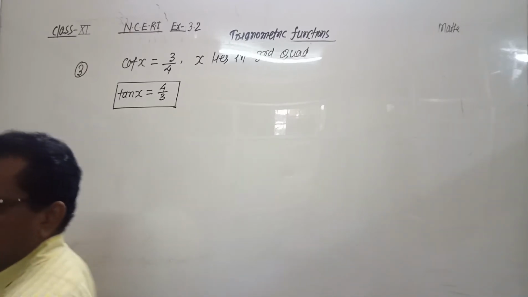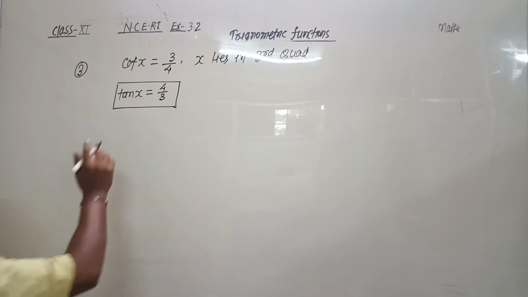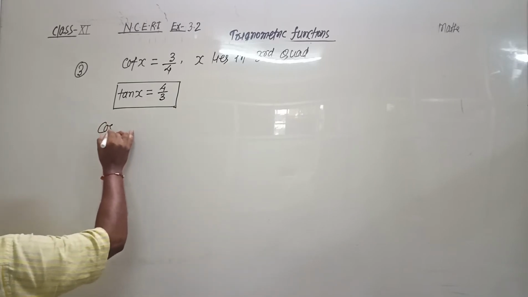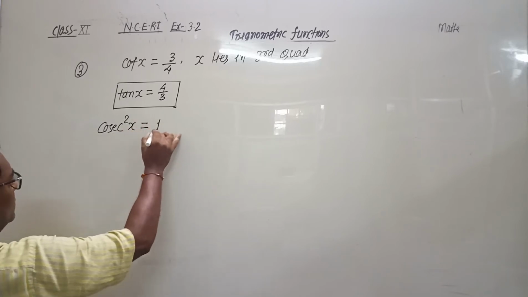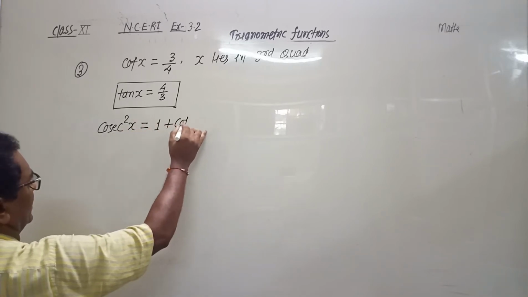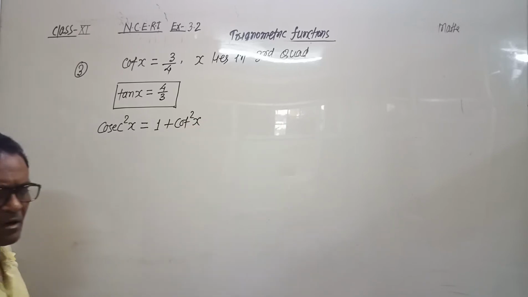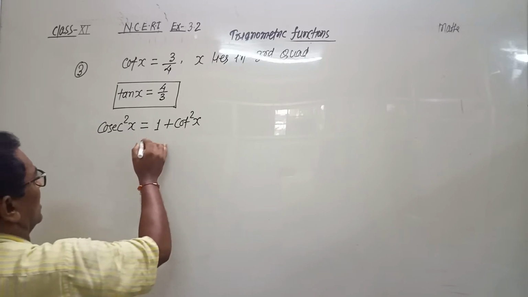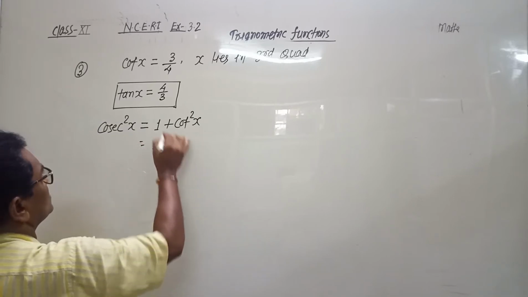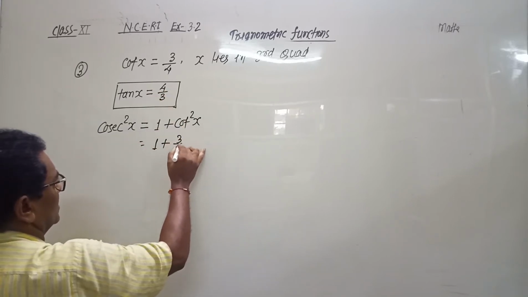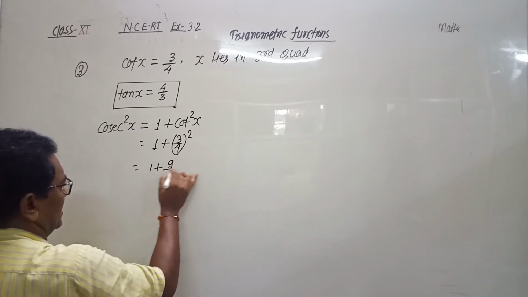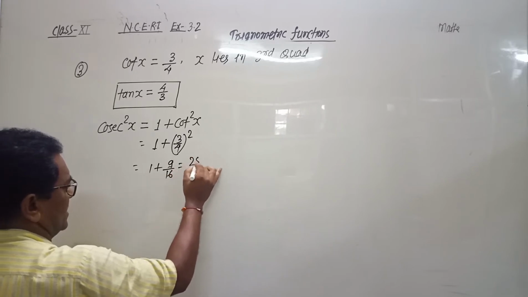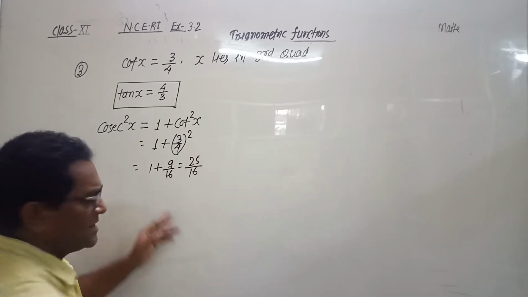Now we calculate cosec x. The formula for cosec is cosec square x equals 1 plus cot square x. Put the value of cot x. Cot x is 3/4, so 3/4 the whole square. We get 1 plus 9/16, which by taking LCM is 25/16.